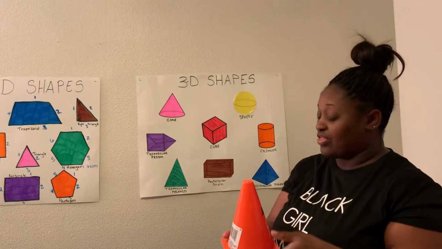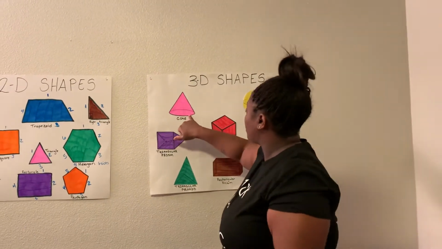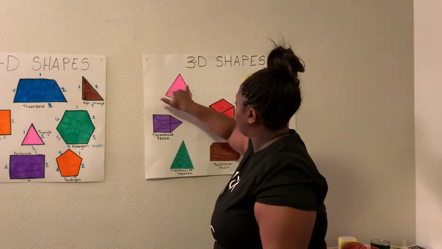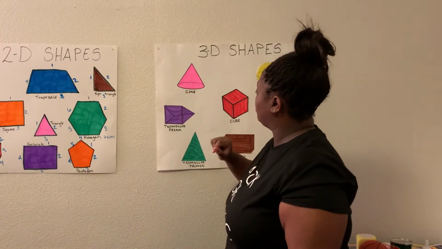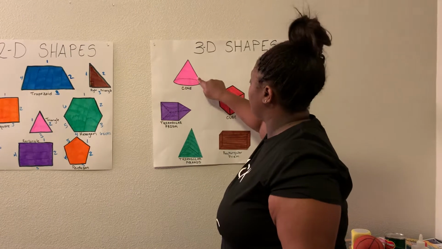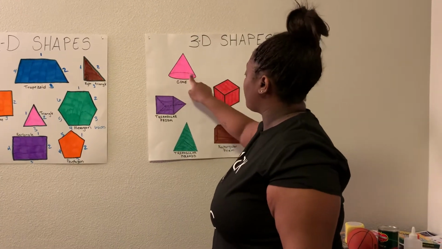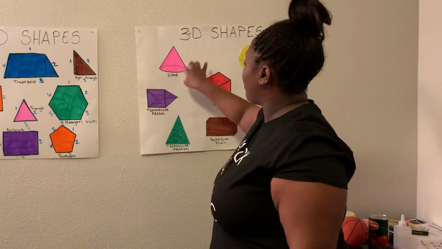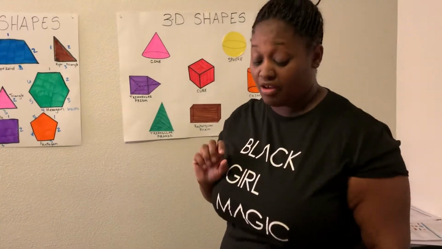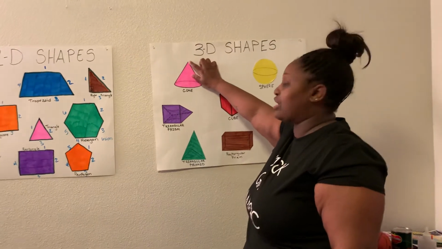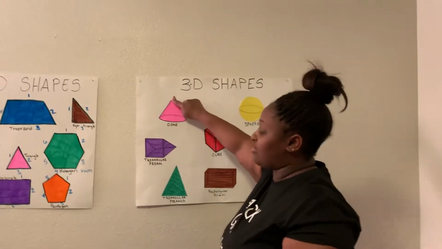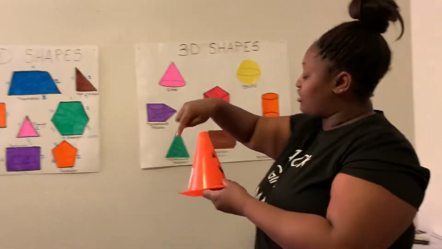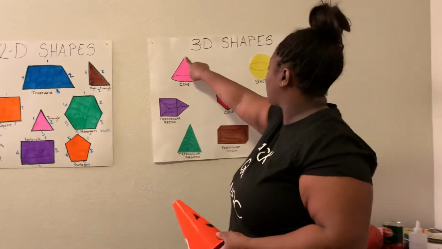And let's talk about the edges. So the edges on this cone is 1, 2, 3. Sorry, it's 1. I think it's 2 on this one. I'm sorry, guys. It's one edge here, one edge here. It's how they meet. And how many vertices? Vertices are the points where they meet. And this cone has a point right here. So it doesn't have any other points. They all meet up here at the top.